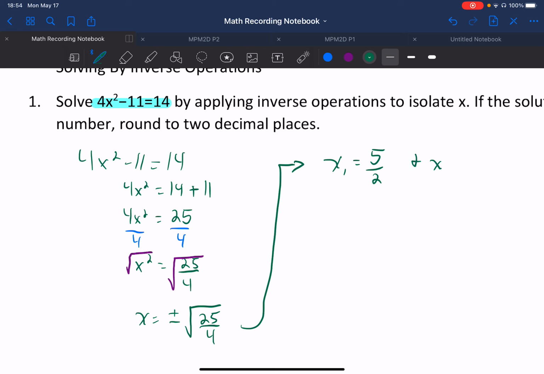And our second x value could equal negative 5 over 2. These two values would satisfy our equation. And since it's asking us to put it in two decimal places, we can round. 5 over 2, x1, can also be written as 2.5, and our other, x2, can also be written as negative 2.5.